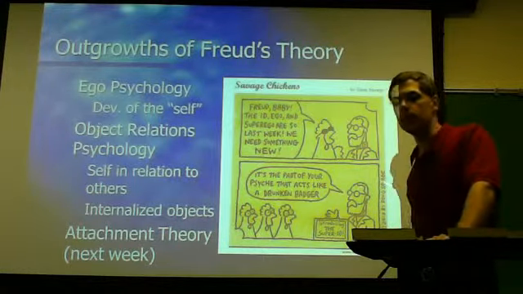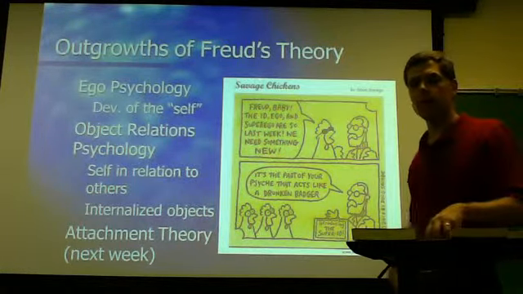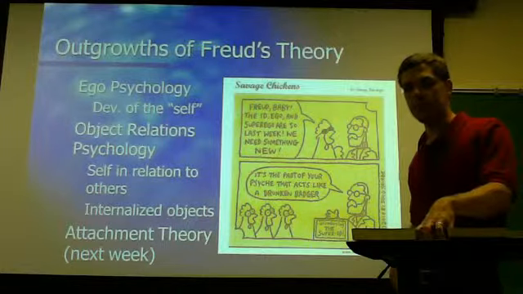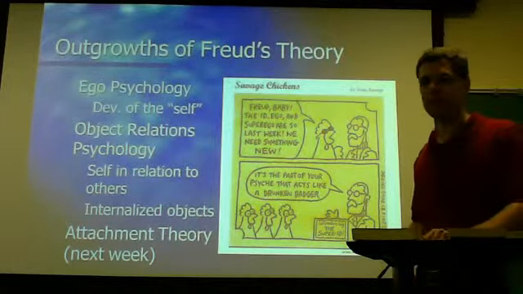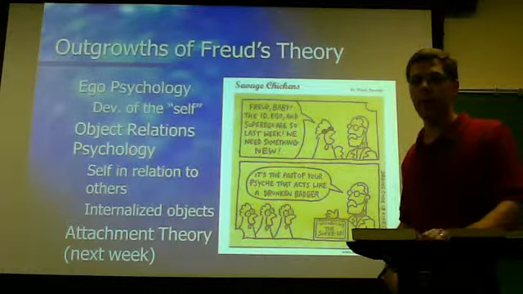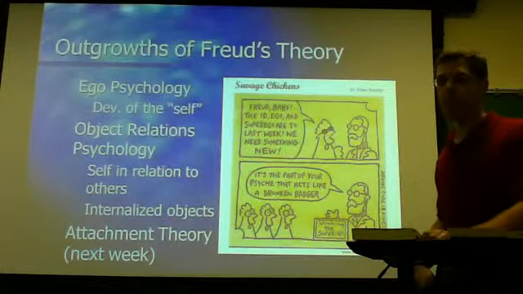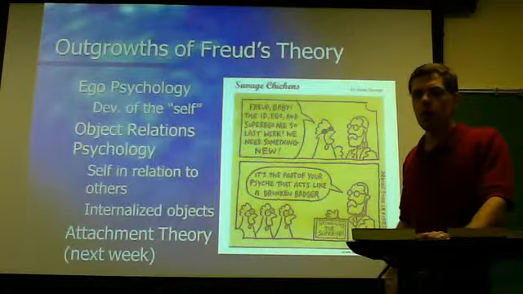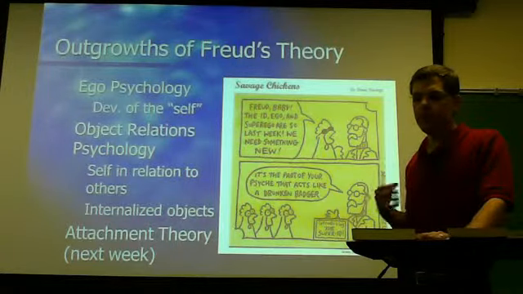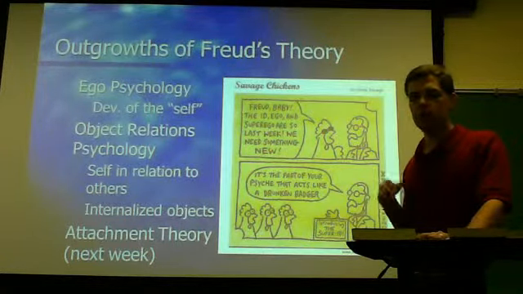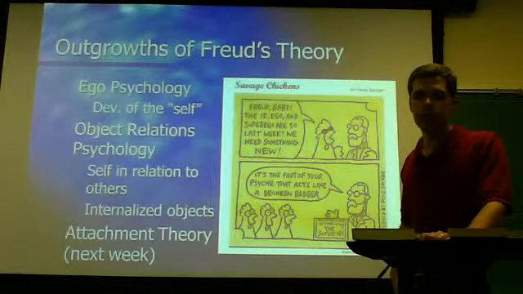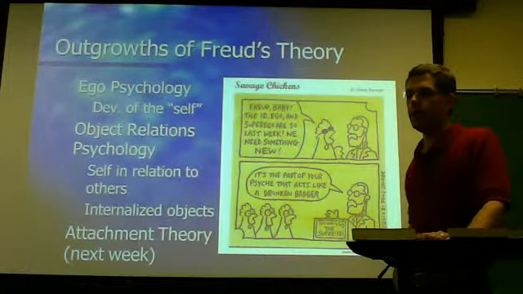Object relations theory, though, focuses more on relating to other people. Big names in this particular arena are people like Margaret Mahler, Winnicott, Kohut, people like that. And so the theory goes that our relationships in very young life, particularly with our mother, really impact how we relate to others in later life.